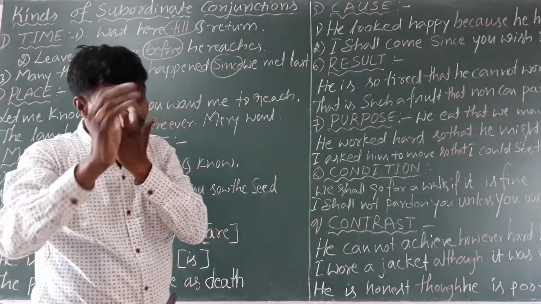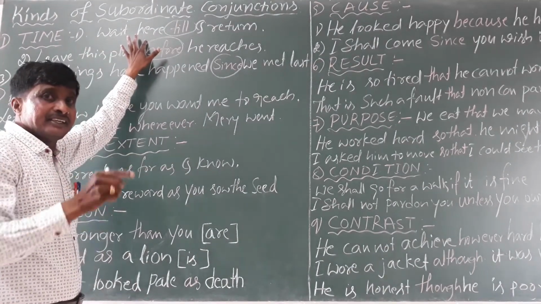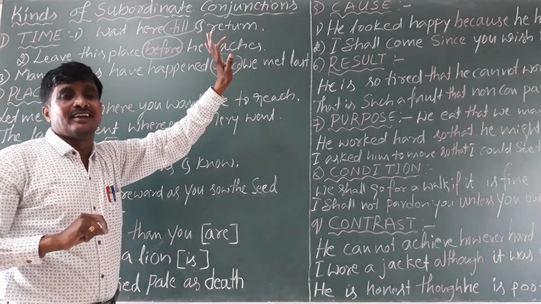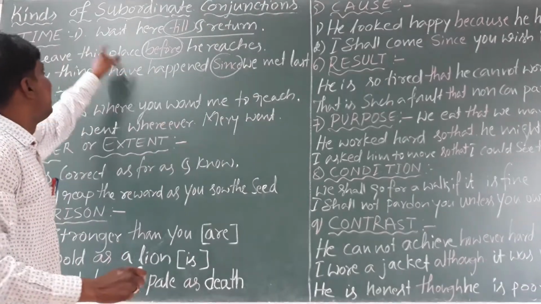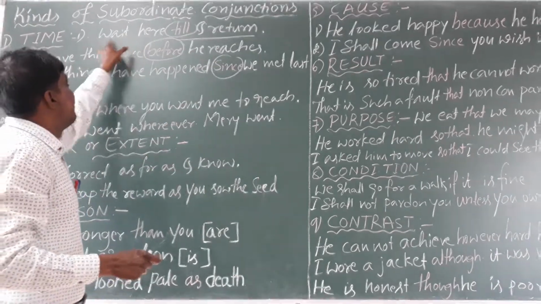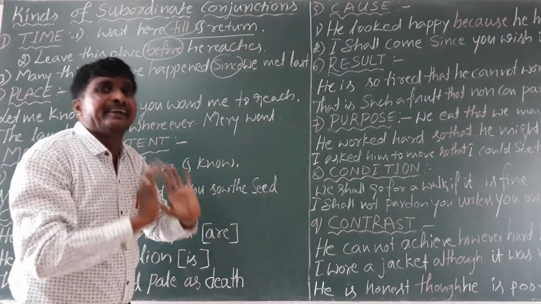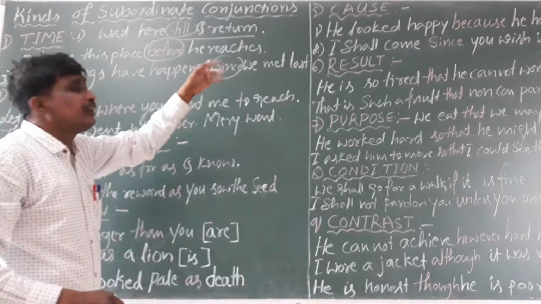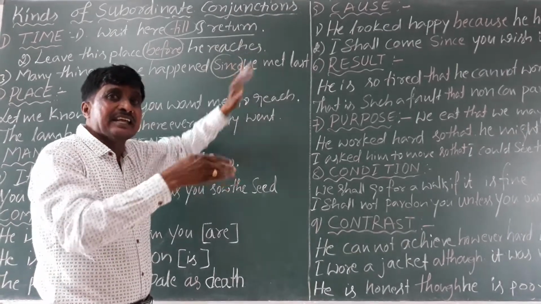And also one more point we have to learn here. You see, wait here. This is the independent class. Till I return is the subordinate class. Wait here is the main class, which means the independent class. Till I return is the dependent class or subordinate class. Here also, leave this place is the main class. Before he reaches is a dependent class.